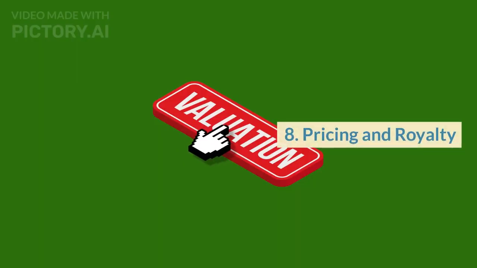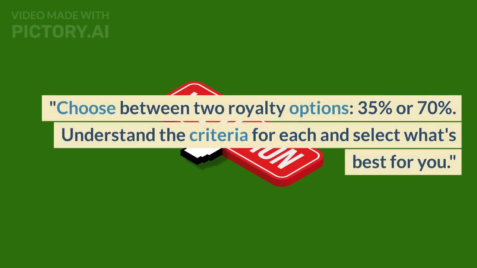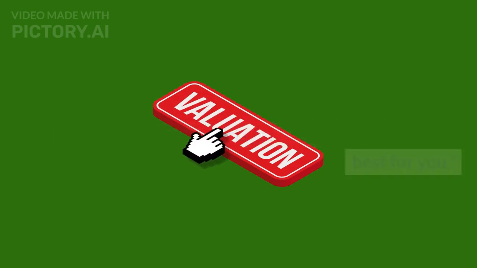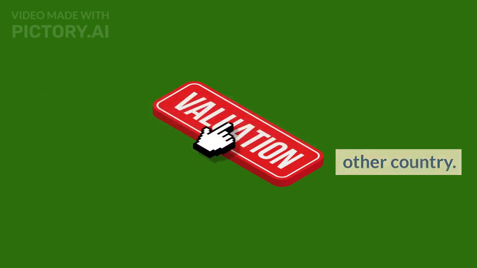8. Pricing and royalty. Decide on a price for your book. Choose between two royalty options, 35% or 70%. Understand the criteria for each and select what's best for you. If you input the price in the very first selection, it will auto-populate including conversion rates to each other country.